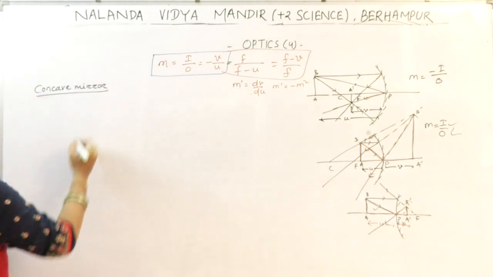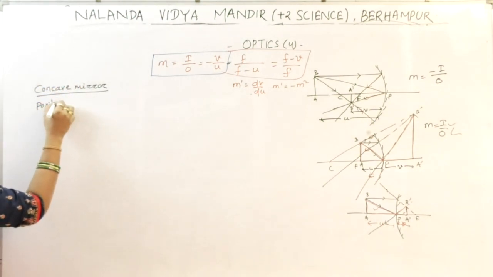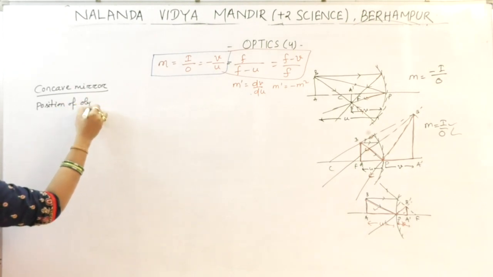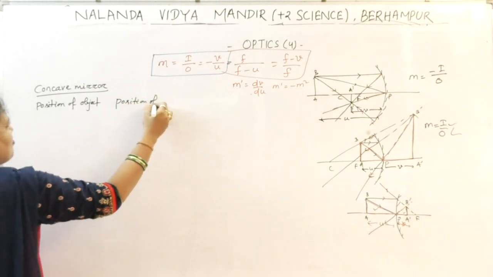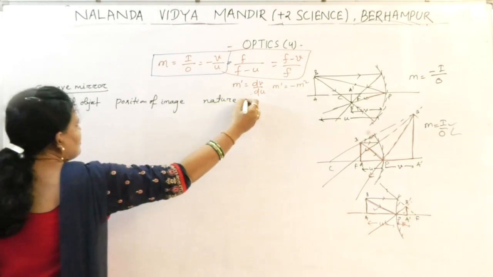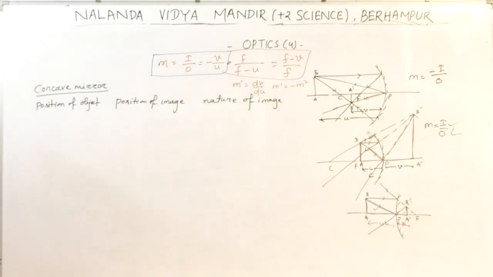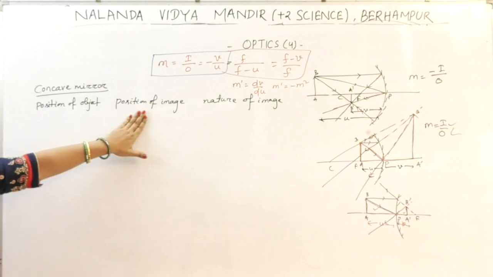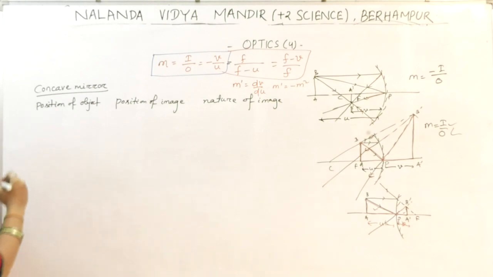Concave mirror. Position of object, position of image, nature of image. Now, based upon the position of the object, how can you know the position of the image and the nature of the image? Based upon the ray diagram.